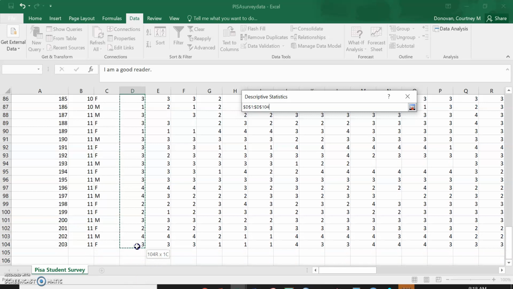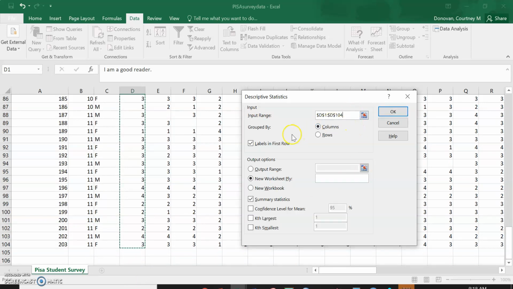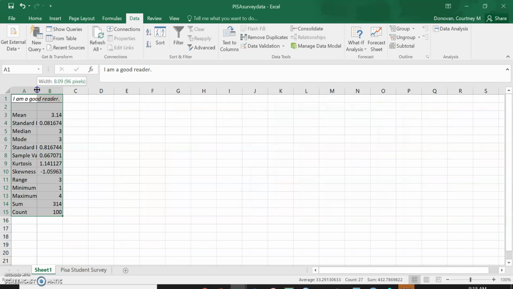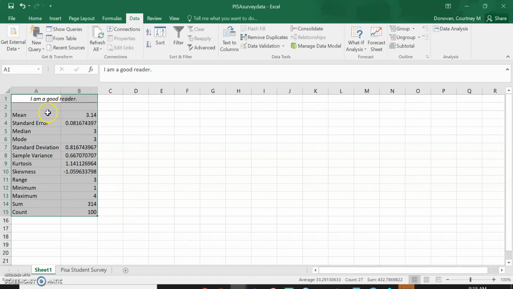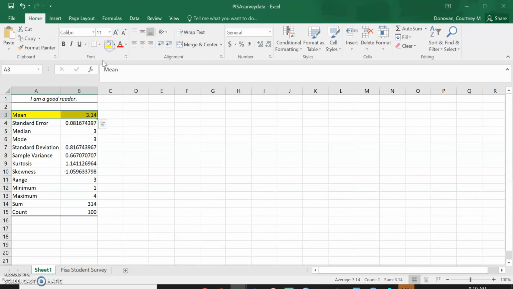I'm going to highlight the column that I want. I included a label. I want summary statistics. I say okay, and it's going to jump me to a new tab where I can see that my mean score is a 3. So on average, students are agreeing that they're a good reader, which is a 3. I want to report my standard deviation. You can round this to just 2 decimals, so I don't need all of this information. Just round that to 2 and be done.